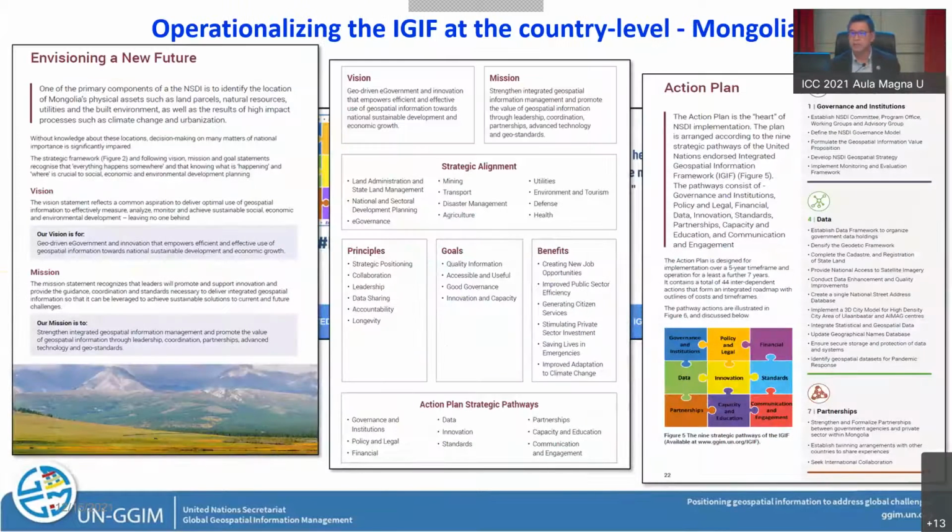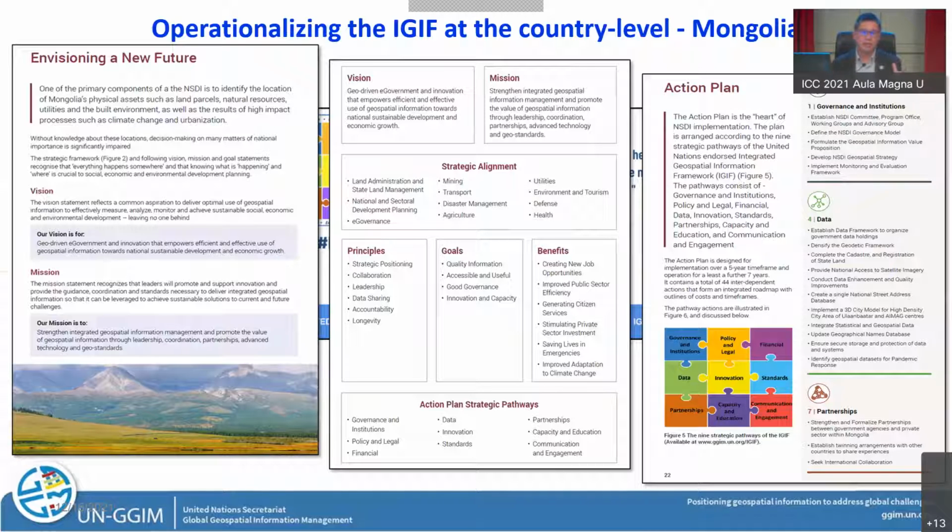And the other one that is mentioned by Greg is Mongolia. I just put up a few pages. They have a strategy, they have a plan. Mongolia had an NSDI. And for a while, they were struggling is not the right word, I'm trying to find a better word. They needed better political buy-in. And then when the IGIF came along, they were able to strengthen their NSDI, leveraging the IGIF.